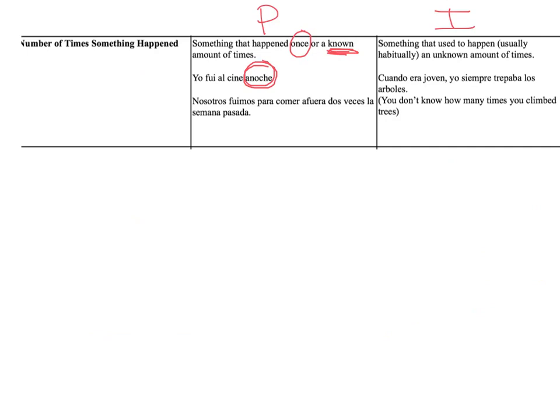Nosotros fuimos para comer afuera 2 veces la semana pasada. We went out to eat 2 times last week. In this particular case, you're going to use the word vez or veces for times. We never would use the word tiempos here. Veces. You know exactly how many times it happened. 2. Dos veces.